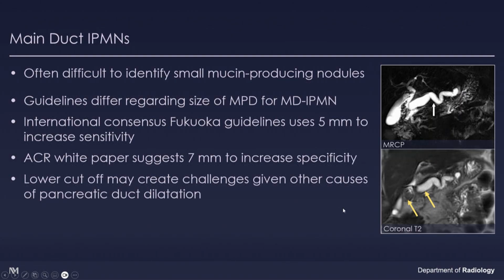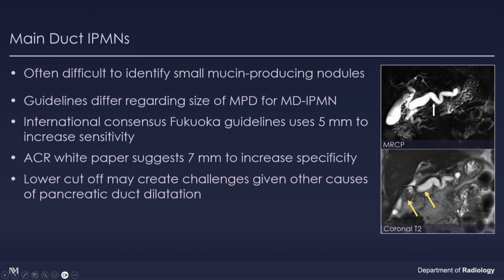What about main duct IPMNs? As I mentioned, it's often difficult to see these small mucin-producing nodules. The guidelines certainly differ regarding the size of the main pancreatic duct. The Fukuoka guidelines, which are probably one of the main ones used worldwide, use 5 millimeters to increase sensitivity. The ACR used 7 millimeters because they wanted to increase the specificity. Certainly, the lower cutoffs can create challenges due to other causes of pancreatic duct dilatation. This one I think was a centimeter, so this one you certainly worry about. This was a main duct IPMN.